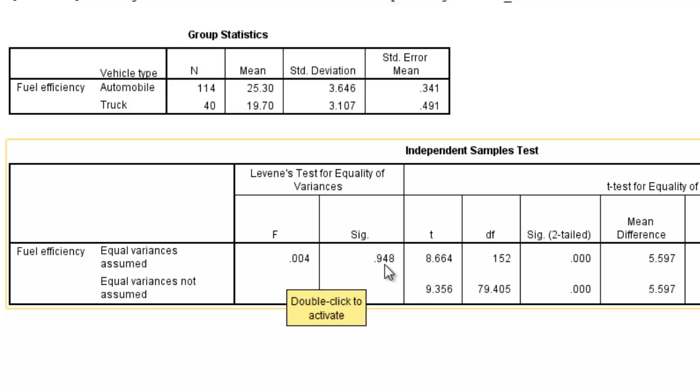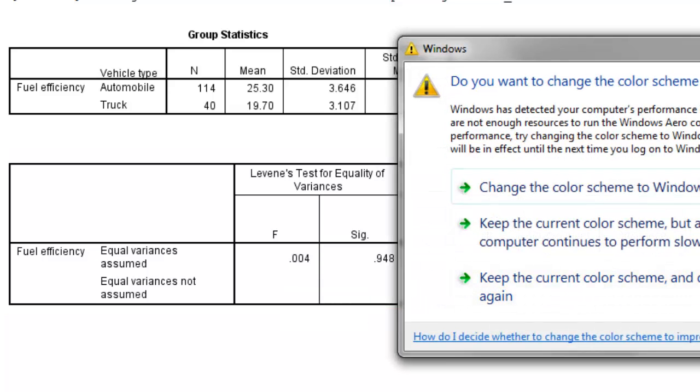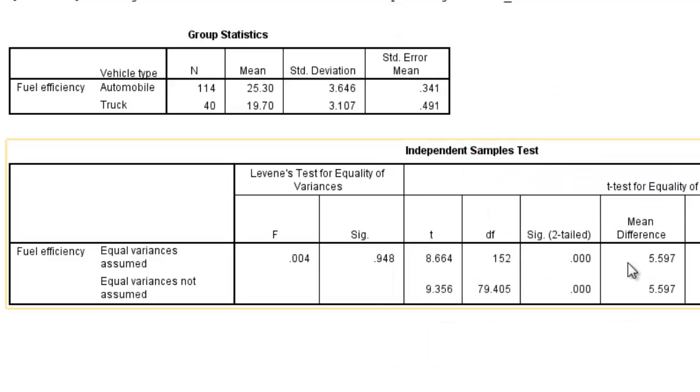This is telling us that we can assume equal variances and use this t, 8.664, with 152 degrees of freedom. The probability here is a two-tailed probability. If you had a direction for your hypothesis testing, and you may well in this case, say we were testing the trucks would get poorer mileage than cars, then you divide this in half. It doesn't really matter in this case because both of them give you a p-value of 0.000.